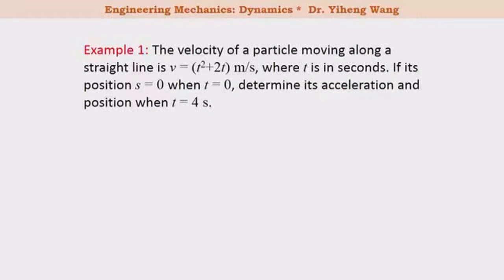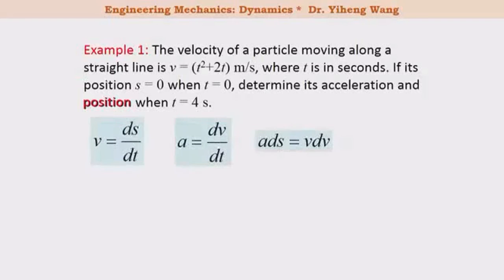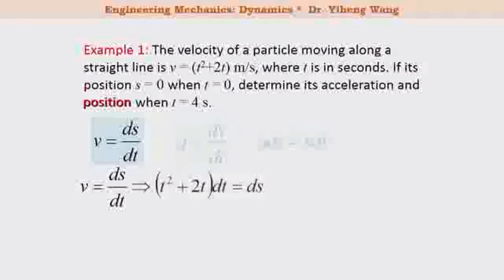And for the second part of this problem, we need to find the position of the particle at a time equals 4 seconds. Again, we have the same three kinematic equations to choose from. And since we have velocity as a function of time and we need to find position, in other words, we have the variables v, t, and s that we're interested in, the equation that has all of these three variables is equation 1. So we start with this equation, substitute v with the time function, and rearrange.